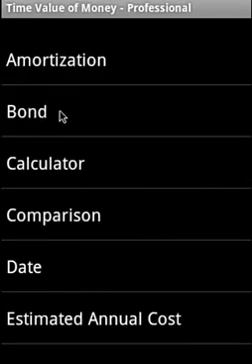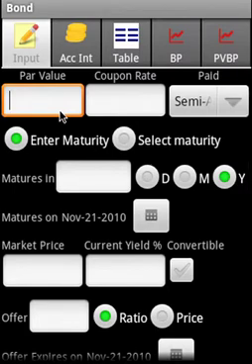Bond, it covers straight bond and convertible bond. It also calculates accrued interest, and you can see the bond price over the term as well as the percent value of a basis point.